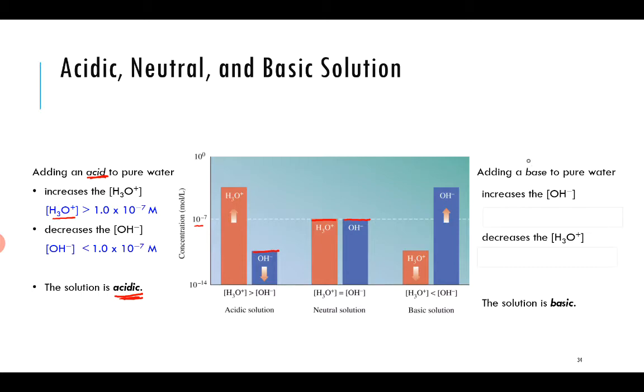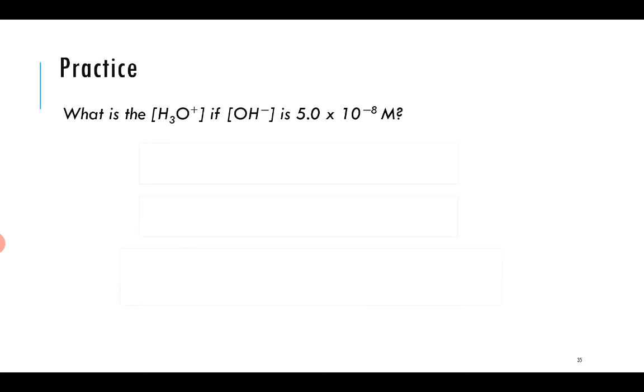In a base, we have the opposite situation happening. Bases increase the hydroxide ion concentration. So if you increase the hydroxide ion concentration, it's going to go above 1 times 10 to the minus 7th molar. Since Kw is still constant, the hydronium ion concentration has to decrease. So adding a base makes a solution basic.